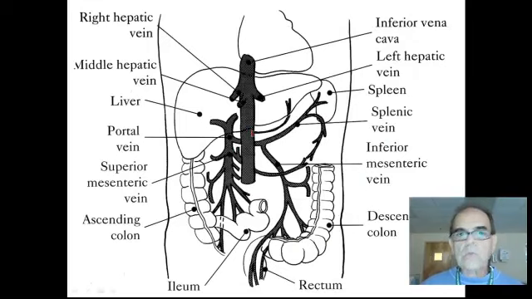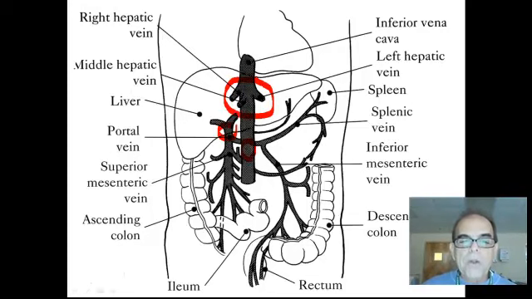I am going to use this graphic in the test. I want you to recognize not the right or the left. I want you to recognize the hepatic veins. I want you to recognize the inferior vena cava, the portal vein, the superior mesenteric vein, the splenic vein, and the inferior mesenteric vein. This is a graphic for vessels. This is a graphic for veins.